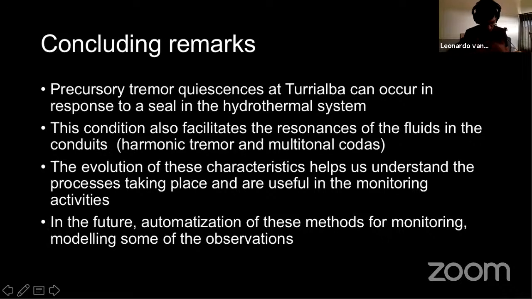So in the future, we think we have to try to incorporate this analysis in the monitoring activities, and also try to model these observations in more mathematical or more experimental ways, to have a clearer view of what's happening in those stages.